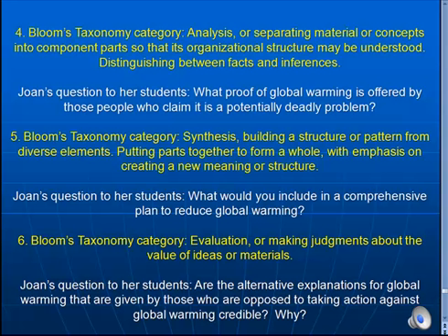And so the last two questions to illustrate the high end of the arc of questions are these. Joan asks, what would you include in a comprehensive plan to reduce global warming, which in this case allows students to demonstrate that they can synthesize information from across several texts. And evaluation, where Joan's question is, are the alternative explanations for global warming that are given by those who are opposed to taking action against global warming credible, and why?